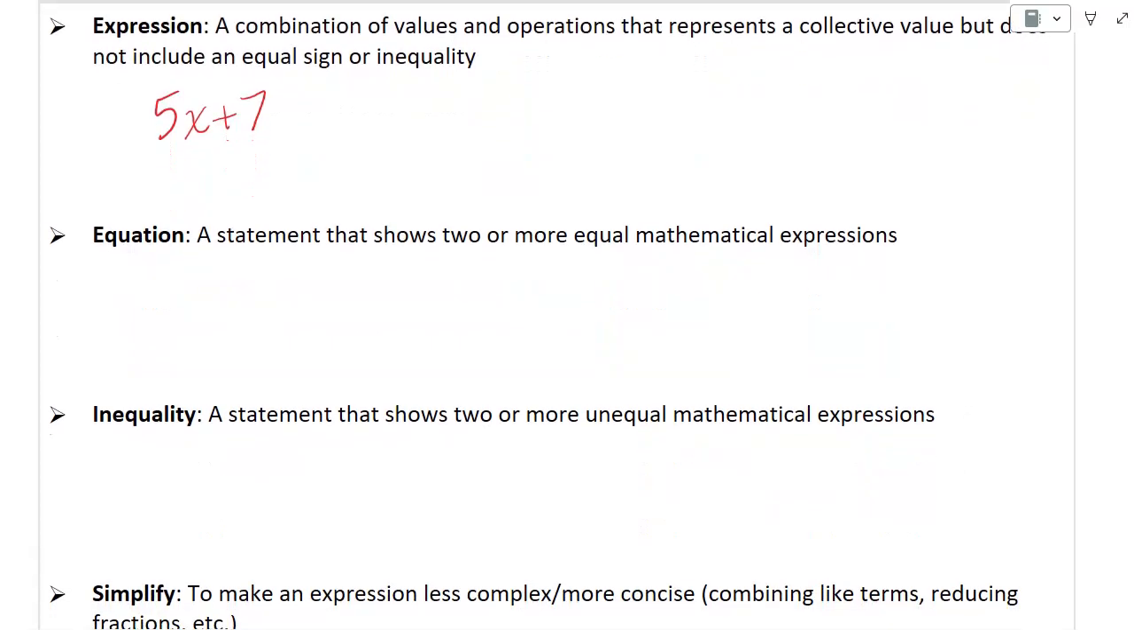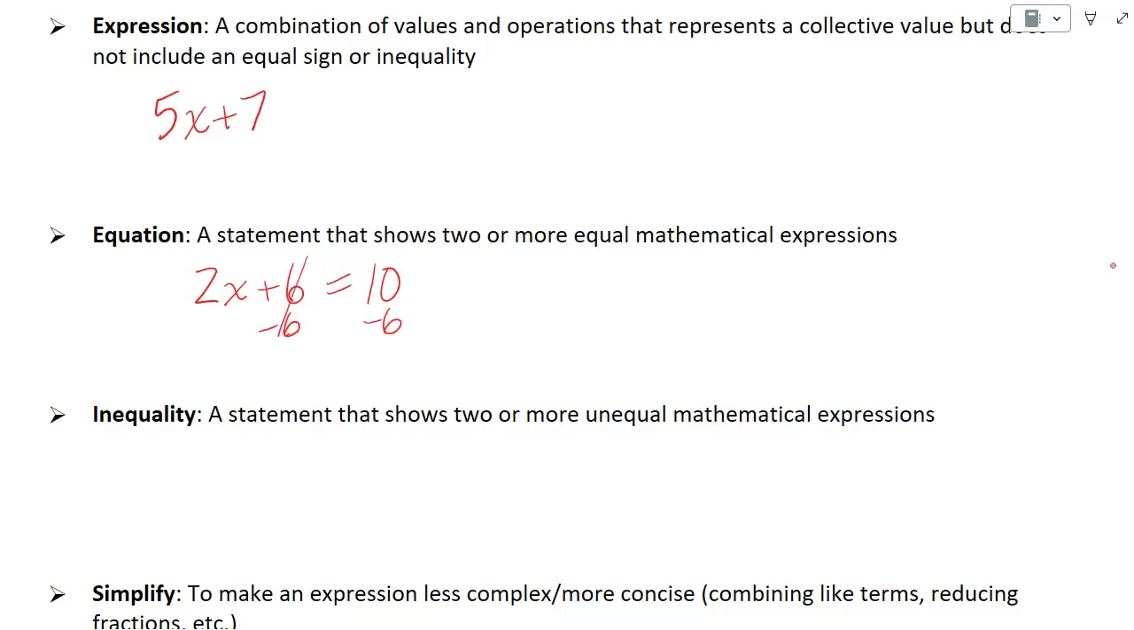An equation does have an equal sign. It's a statement that shows two or more equal mathematical expressions. So, for example, there we go. It's got an equal sign. In this case, we're able to solve for the missing variable. So, divide both sides by 2. We'll get more into that, but you can actually solve for an x value in that case.